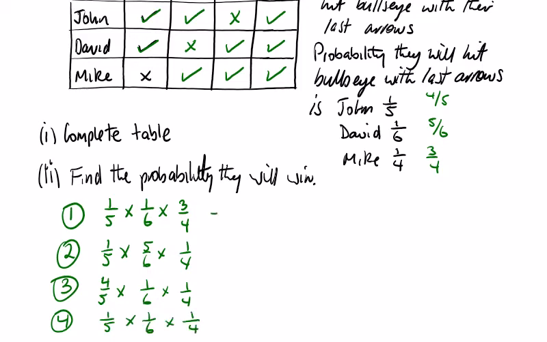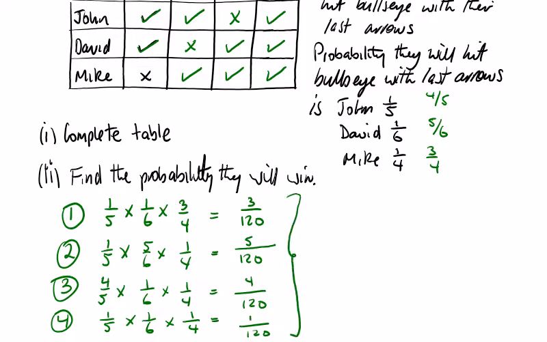So working these out, we have a 3 on top. 5 6s are 30 by 4 is 120. Again, all the bottoms are the same, all the denominators are 120. So we have a 5 on top, we have a 4 on top, and we have a 1 on top. And if I add all of these together, 8 and 5 is 13 over 120.